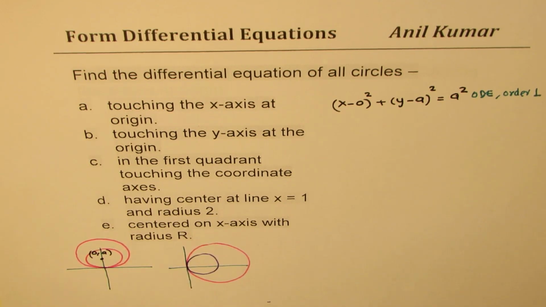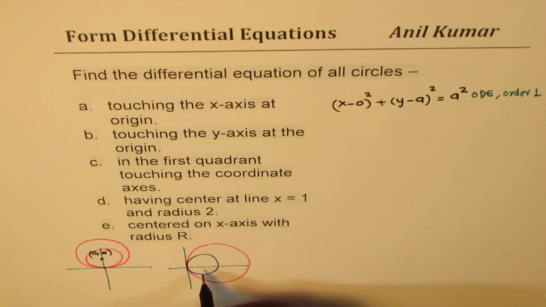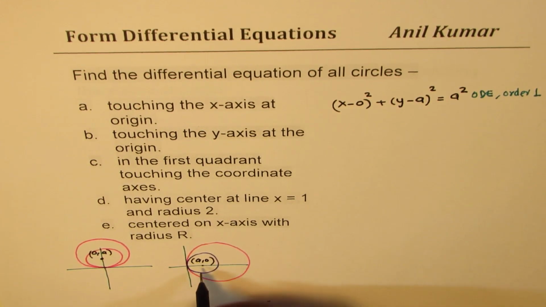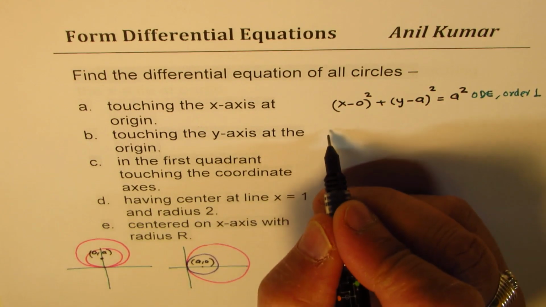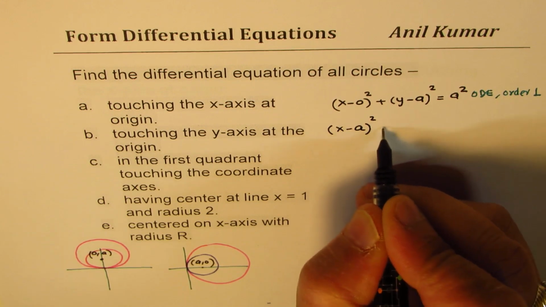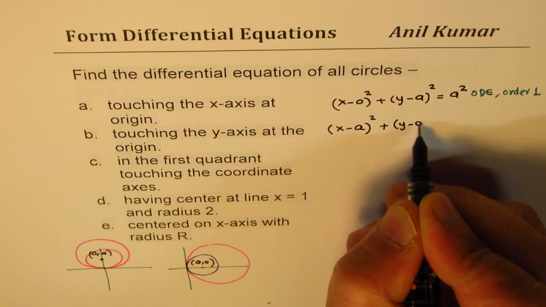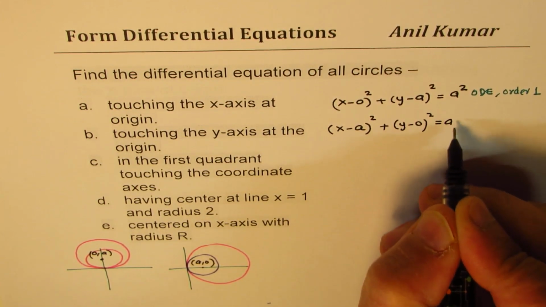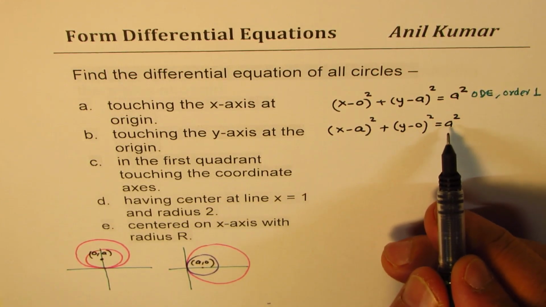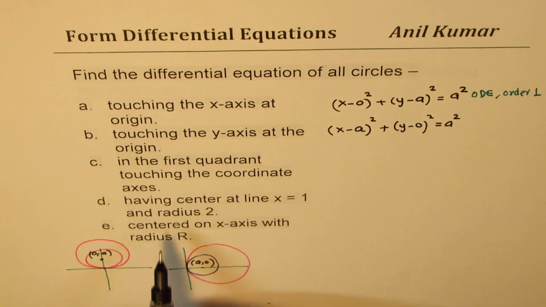Now in this case, the center changes. Now the y value is 0, center will be at (a, 0), correct? And therefore the equation of this circle will be x minus a whole square plus y minus 0 whole square equals a square. This is also of order 1 since we have only one parameter here, correct?